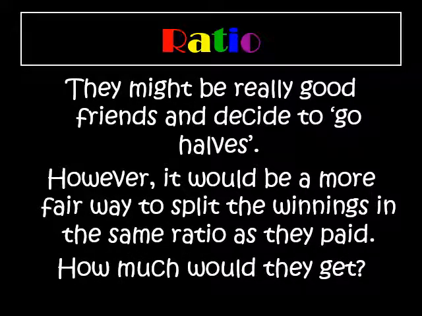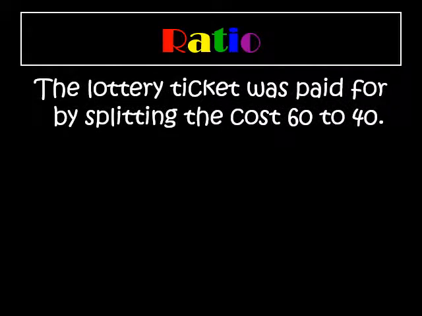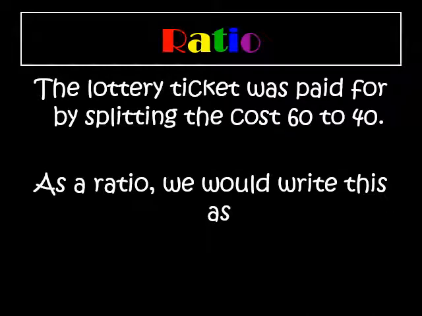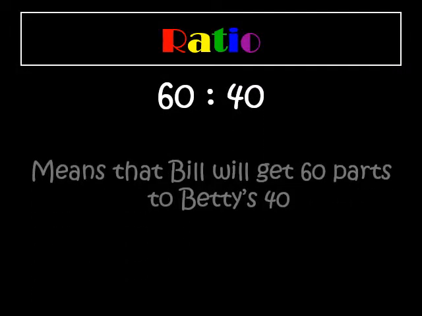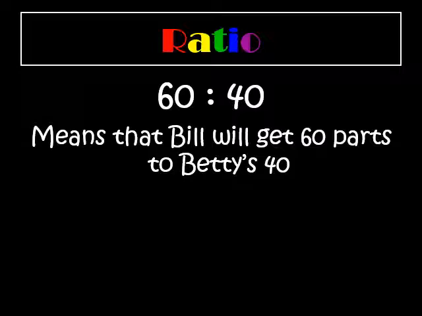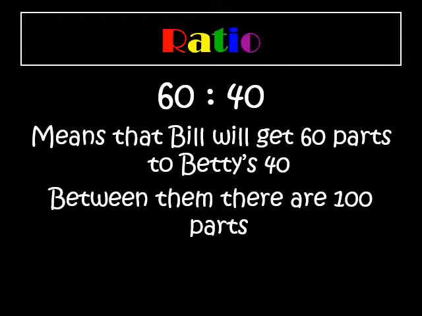How much did they get? We know that they paid 60 and 40. What is the ratio between them? 60:40. Now, 60:40 means Bill will get 60 parts, Betty's 40 parts. Okay. 60 parts for Bill and 40 parts for Betty. Between them there are 100 parts. 60 plus 40 is 100. So we can say that there are 100 parts. 60 parts of Bill and 40 parts of Betty. I think now you understand it better.